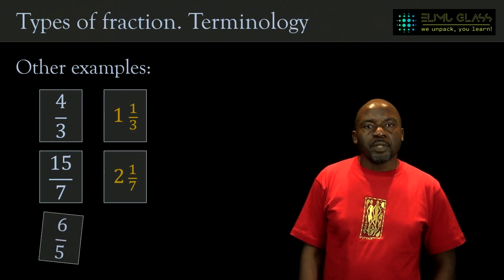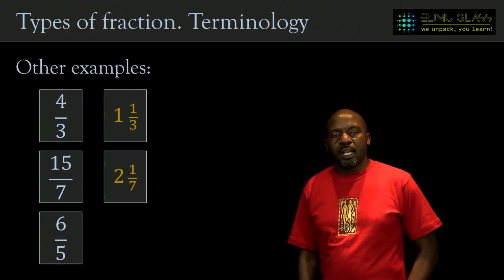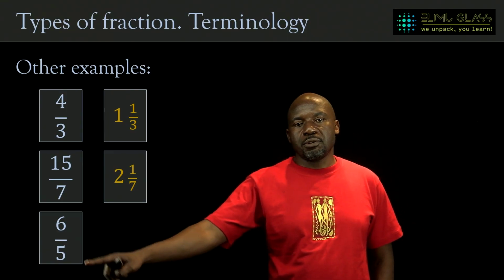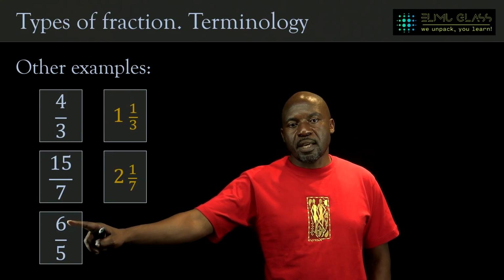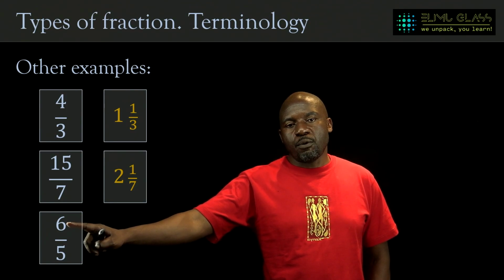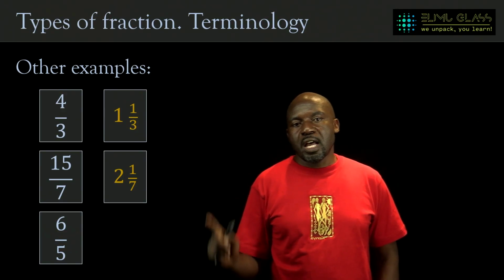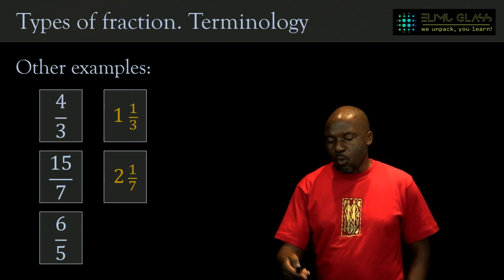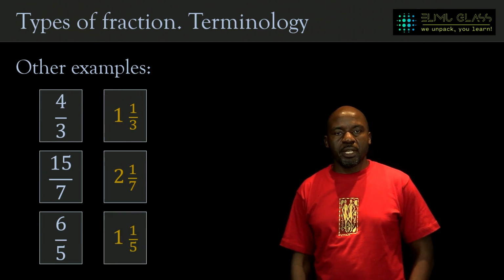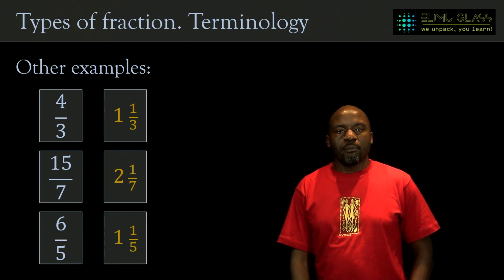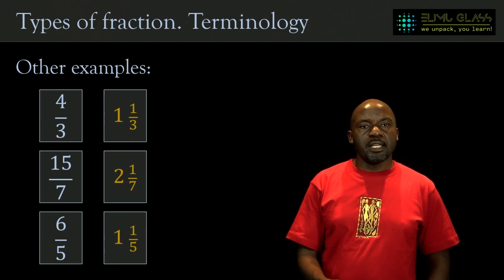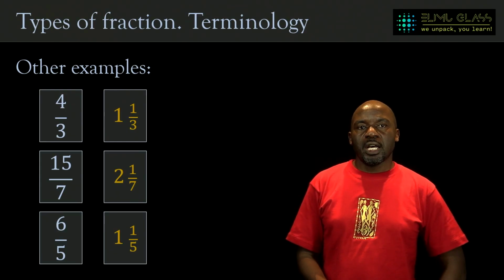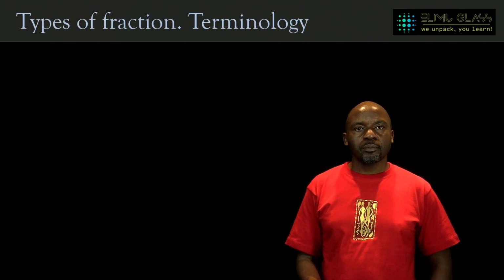Is there another one? Yes, 6 out of 5. 5 goes into 6 once, and there is a remainder of 1, and therefore we can express 6 over 5 as 1 and 1 over 5. This should not be difficult at all, but once again, in case you find this challenging, let me know and we can go through it together.